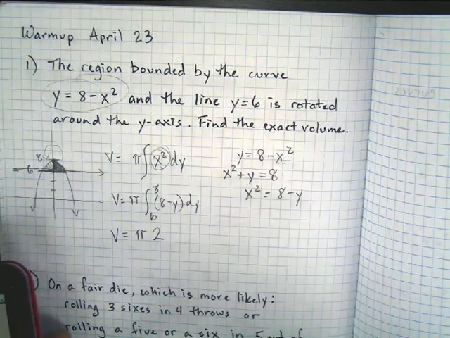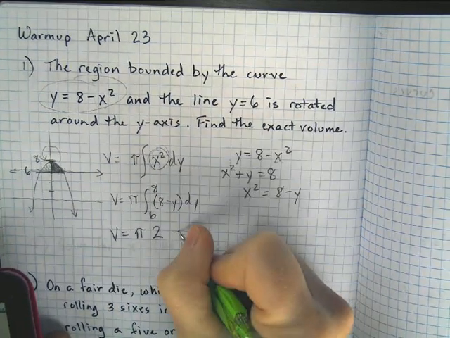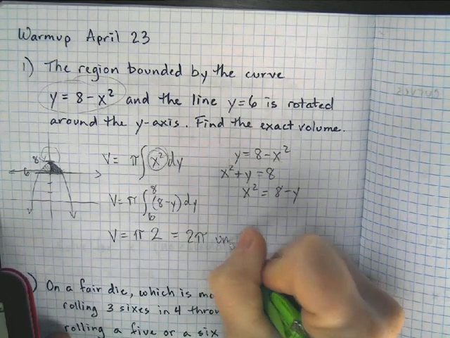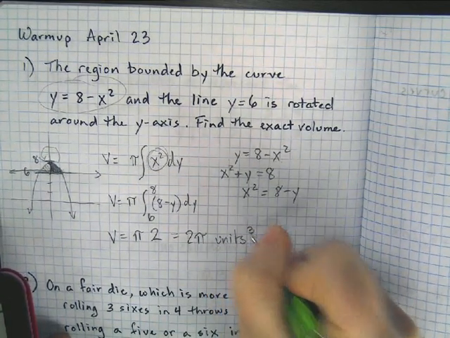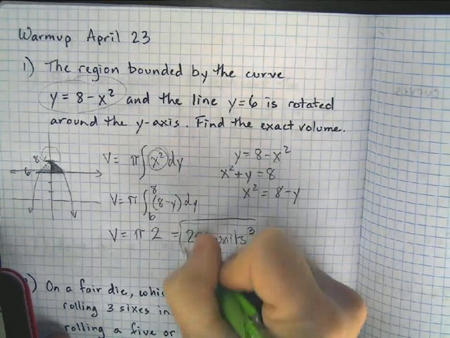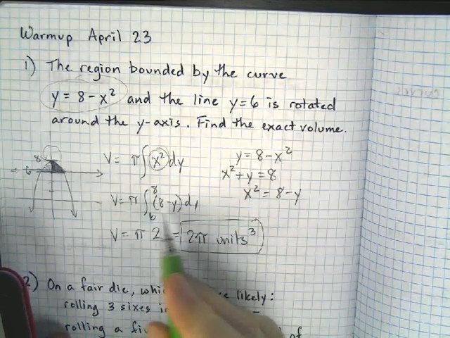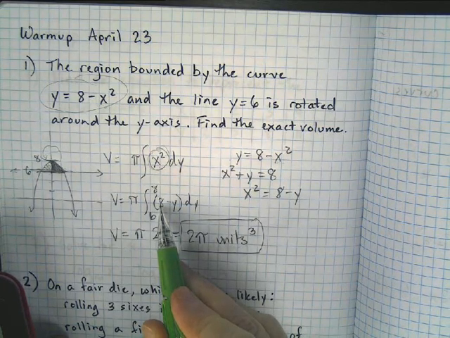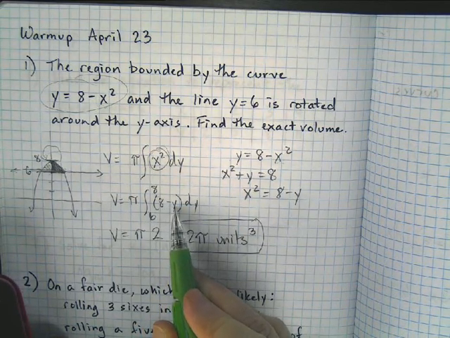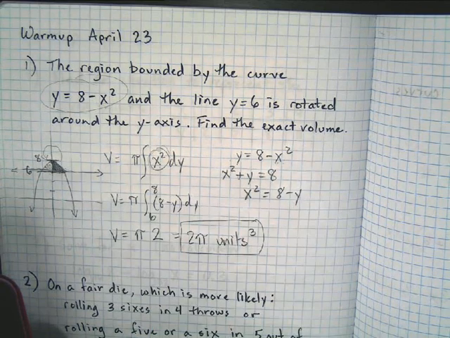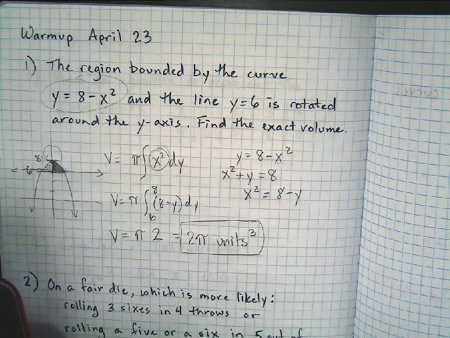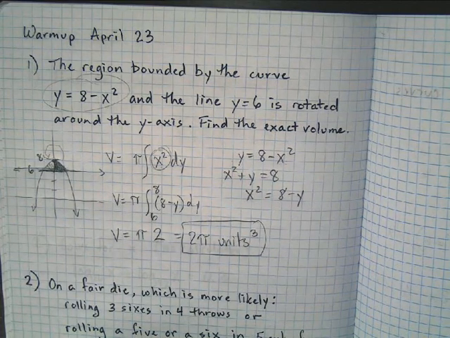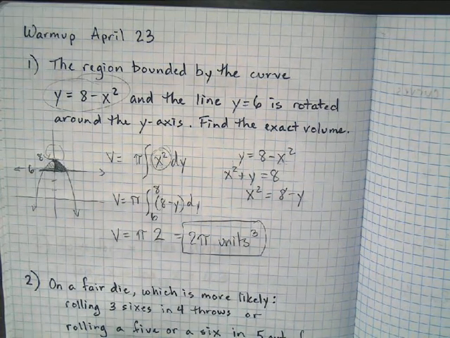And the more normal way of writing that is 2 pi. So it'd be 2 pi units cubed, because we're talking about volume. There it is. Okay, you could also integrate this by hand. It's really simple. This would become 8y minus 1/2 y squared, and then substitute in your 8 and your 6. Okay, so easy peasy, lemon squeezy. All right, moving on to the next one.